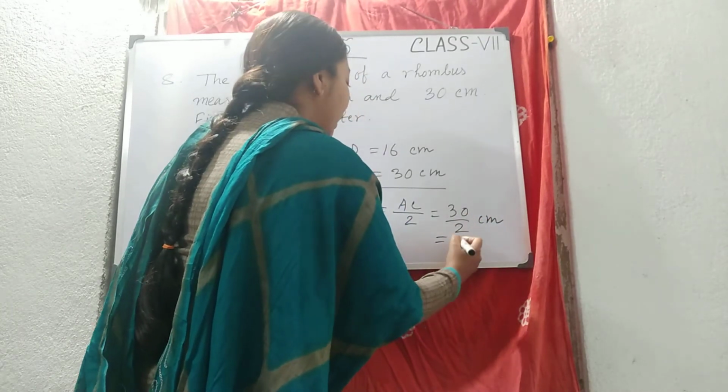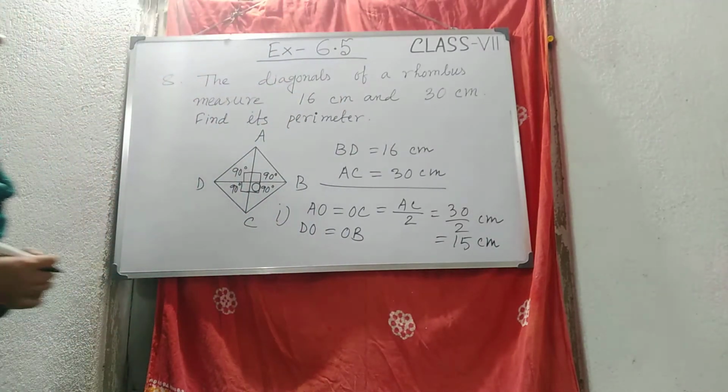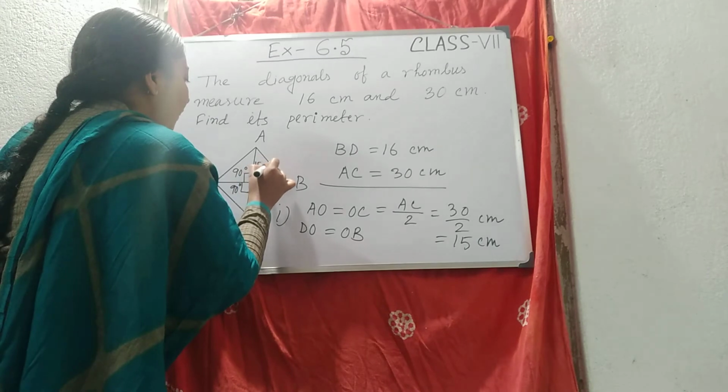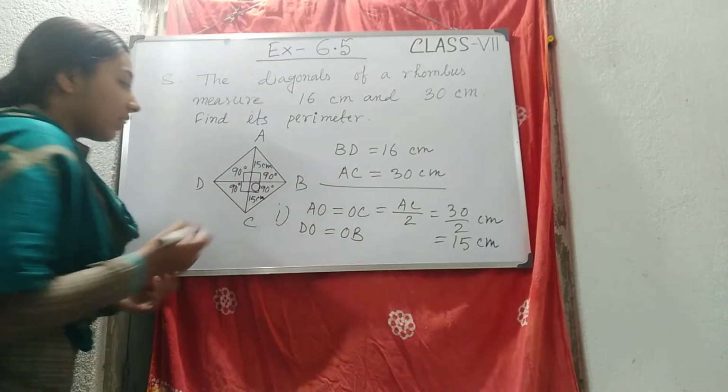So for AO and OC, we are getting 15 centimeter each. Means AO equals 15 centimeter. Similarly for OC also we are getting 15 centimeter.